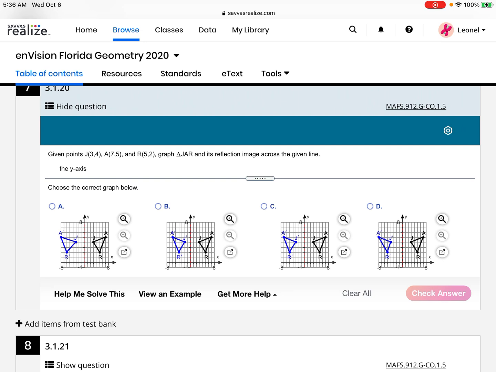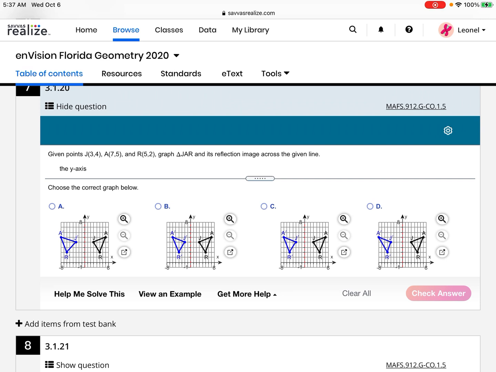I'll say, okay, so it says, given points J (3, 4), A (7, 5), and R (5, 2), graph JAR and its reflection across the given line. All right, so this time the line of reflection you can see is the y-axis given by the little red dashes.